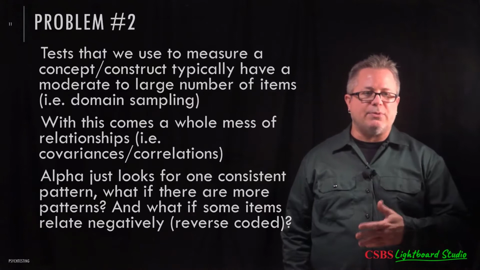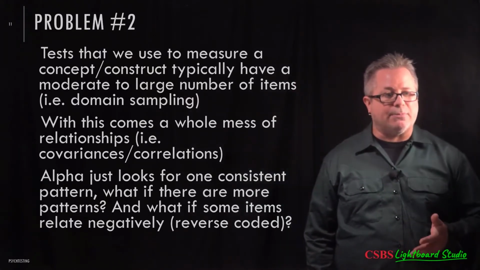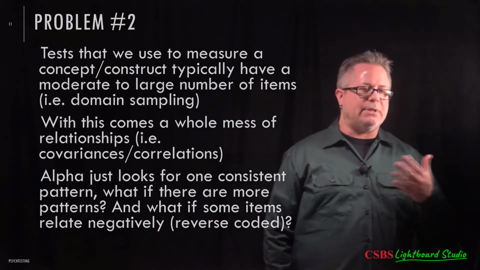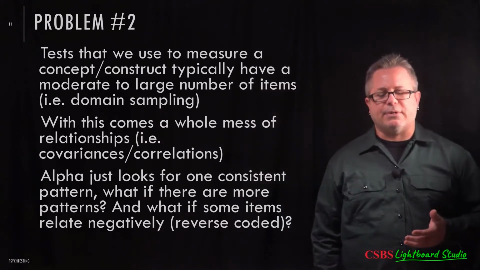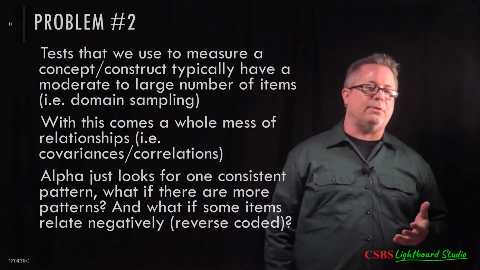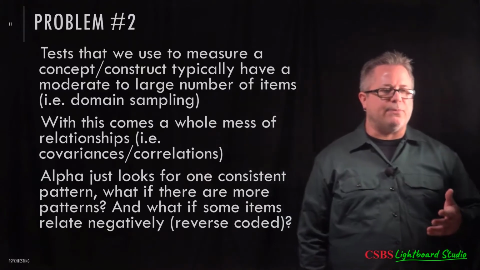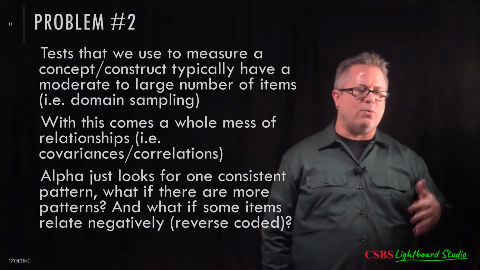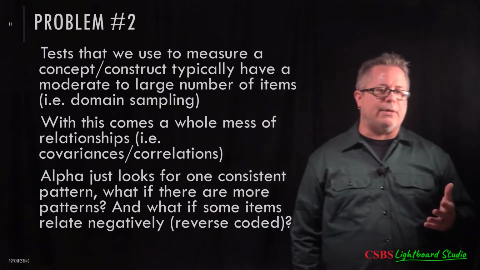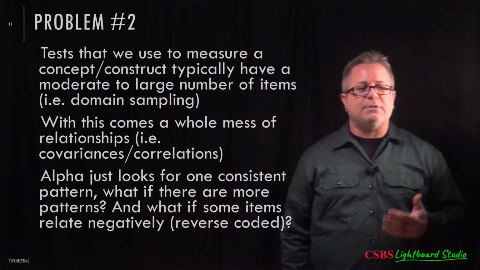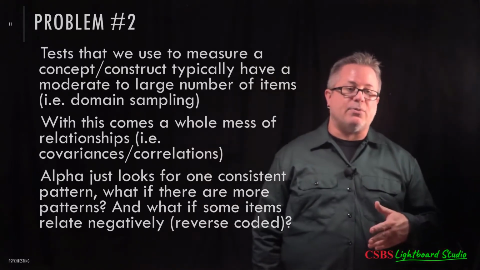So tests that we use to measure a concept or construct typically have a moderately large number of items. You can think of this as based around domain sampling. Because more items are better under the domain sampling theory, we tend to have a lot of them, right? So they tend to be 20, 30, 40, 50, lots of items. You got the MMPI, it has over 300 items, right? So with this comes a whole mess of relationships, lots and lots of covariances, lots of correlations.